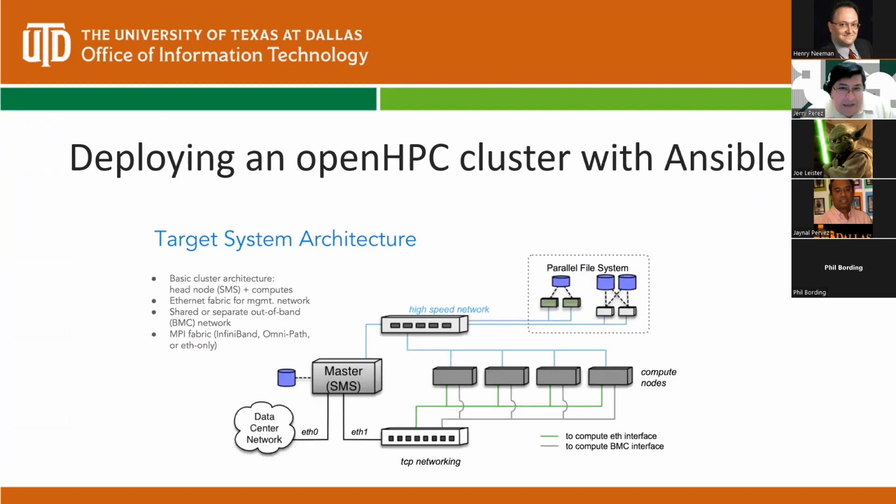So at UTD, what we do with our clusters is we deploy using Ansible, and the software that we use to manage the cluster is called OpenHPC. So the basic cluster architecture, head node is here. And as you can see, the Ethernet fabric for management is here. It's a parallel file system for storage. And we have an MPI fabric, which is InfiniBand, or you could use OmniPath. And we also have Ethernet only. And then we have compute nodes as well.